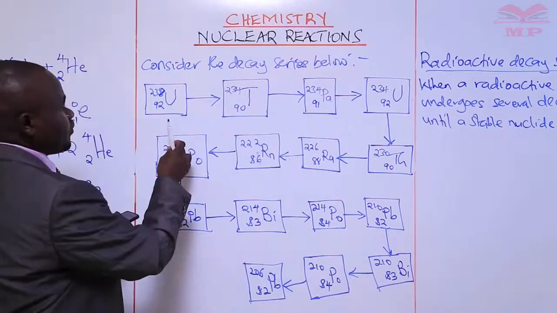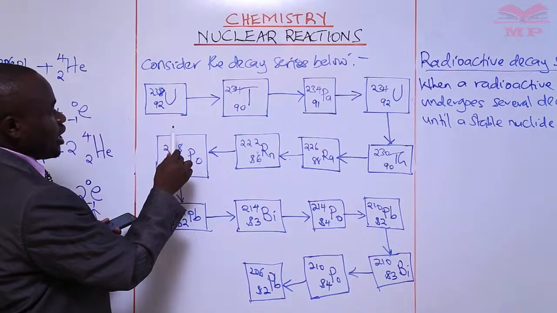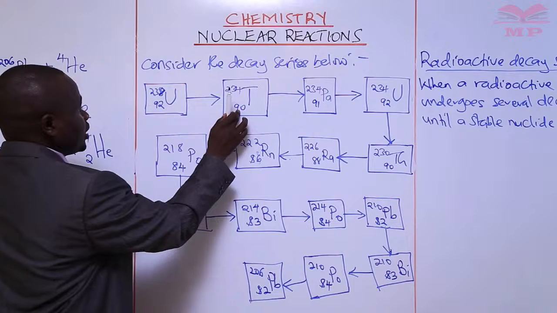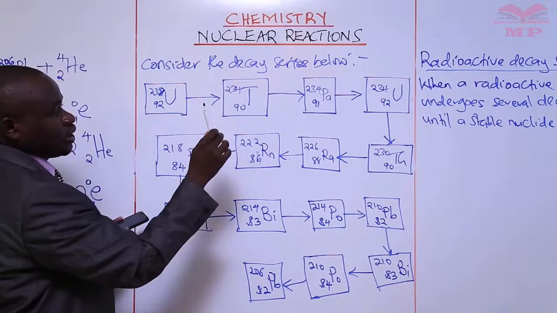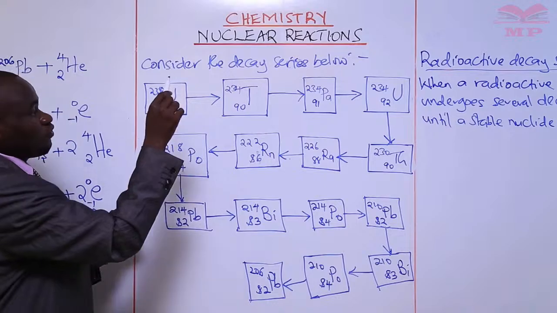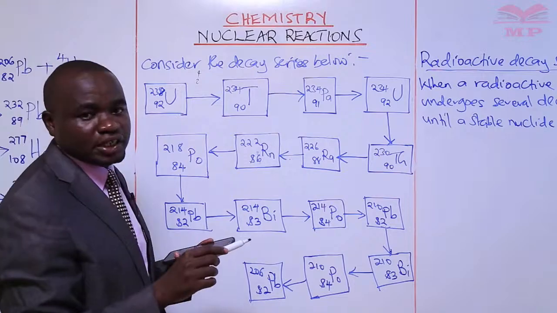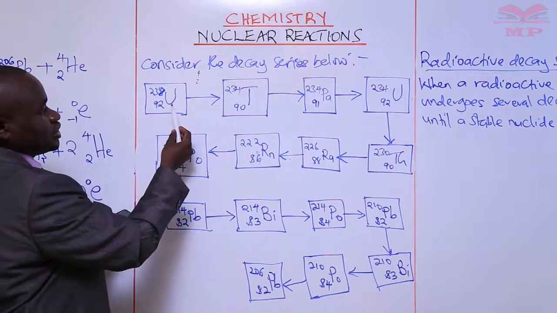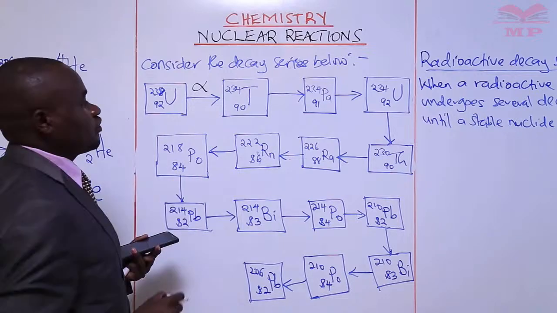So considering the first part, you can see the atomic number has been reduced by 2 from 92 to 90. The mass number has also reduced by 4 from 238 to 234. That means there is a reduction of mass number 4, atomic number 2. And this represents which particle, my dear candidate? That represents helium, and that is alpha. So that means when this particle is decaying, there is emission of alpha particle. So that is in the first case.